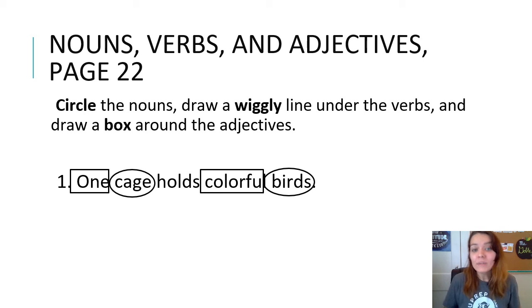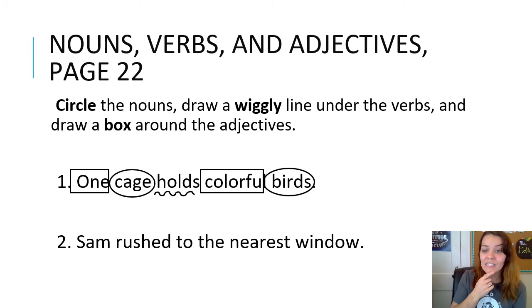We would then want to look for our adjectives, and they frequently are describing a noun, so I would look in front. We see one is an adjective because it's describing how many cages. Colorful is describing birds because it's telling you what type of birds, what they look like. And now let's look for our verbs. Our verb in this sentence is hold. So one cage holds the colorful birds. That's the action word. It's holding the birds. Let's do one more sentence together.